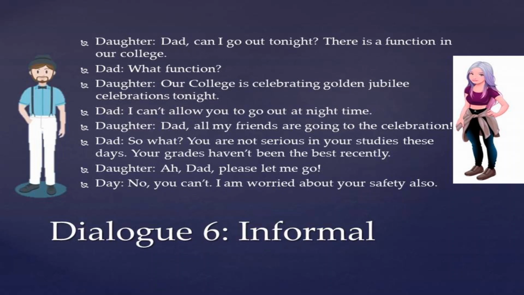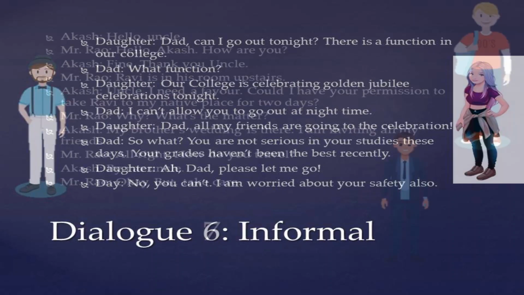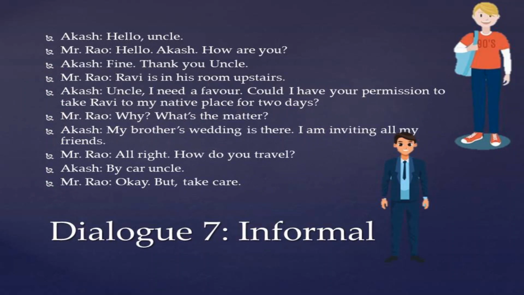But the father is very adamant. He says, no, you can't. I'm worried about your safety also. See how he has denied her. The next dialogue is a very informal one between Akash and Mr. Rao. Akash says, hello, uncle.